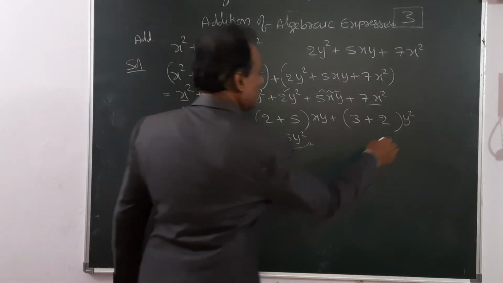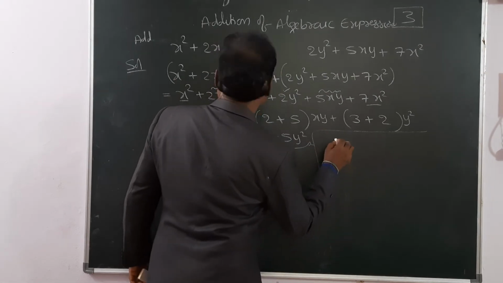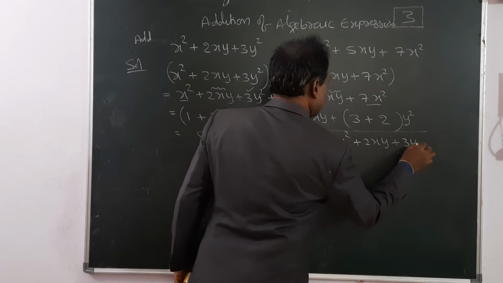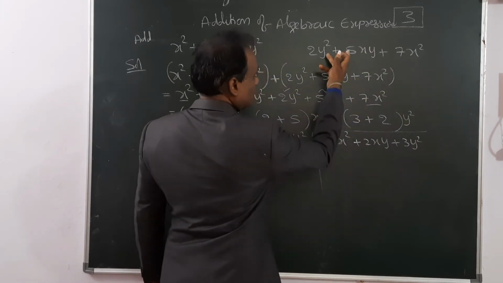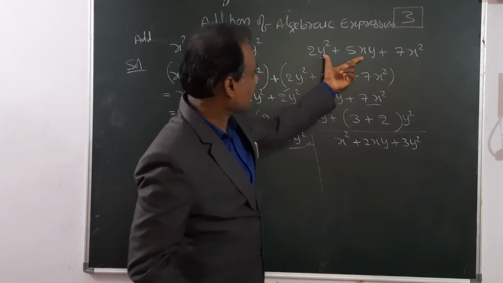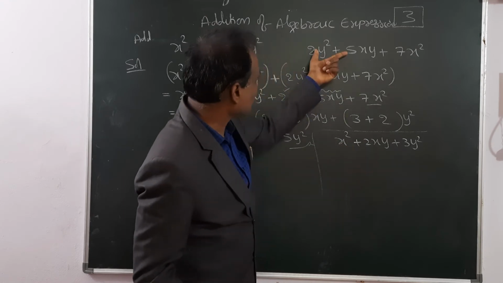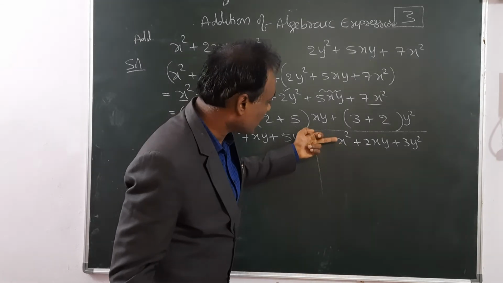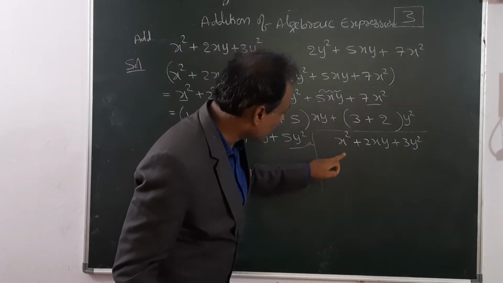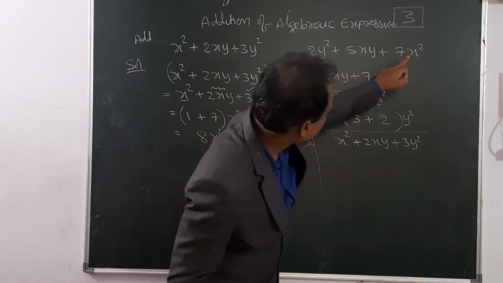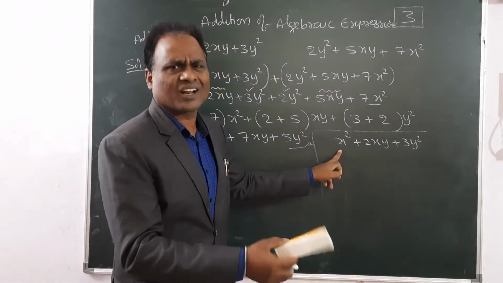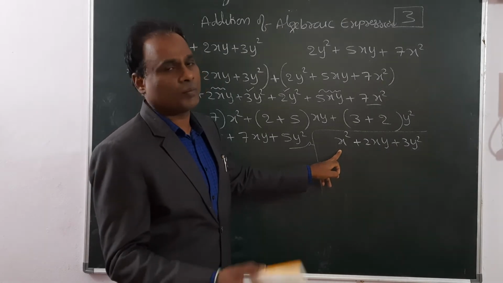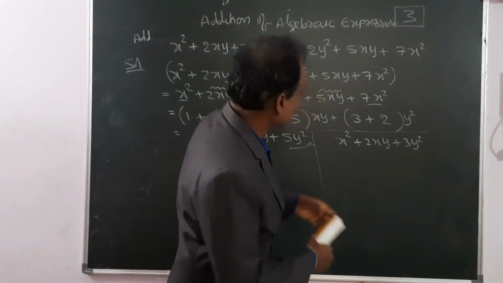The second method you can also proceed with. Second method. x square plus 2xy plus 3y square. Below it write down the second expression. But below it, don't start with 2y square, because below x square there should be only an x square term. So where is the x square term? This we write first. Any order we can write. 2 plus 5 is 7, 5 plus 2 is also 7. Commutative property. So I am writing 7x square first.